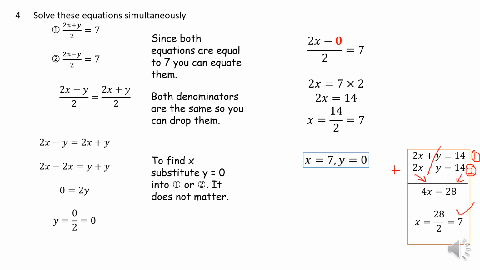And then you simply take that answer and you substitute it back into your equations in order for you to find what the value of y will be. It still will give you the same answer. It will still generate the same answer where x is equal to 7 and y is equal to 0.